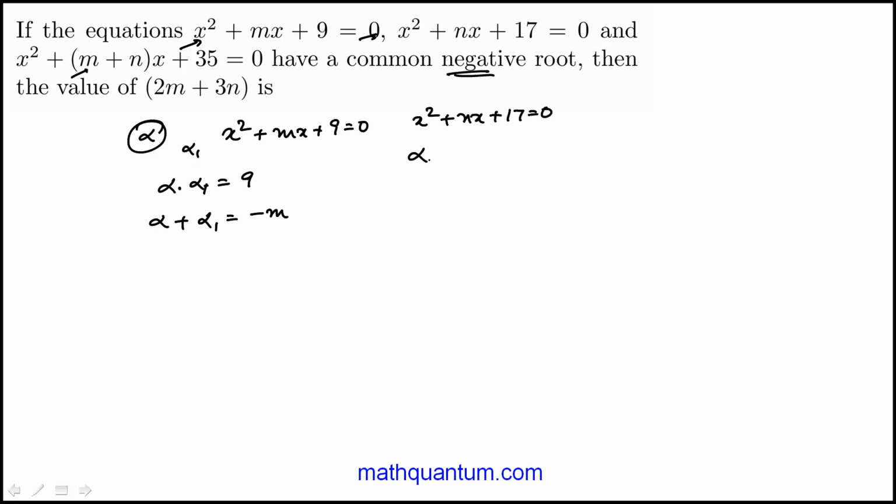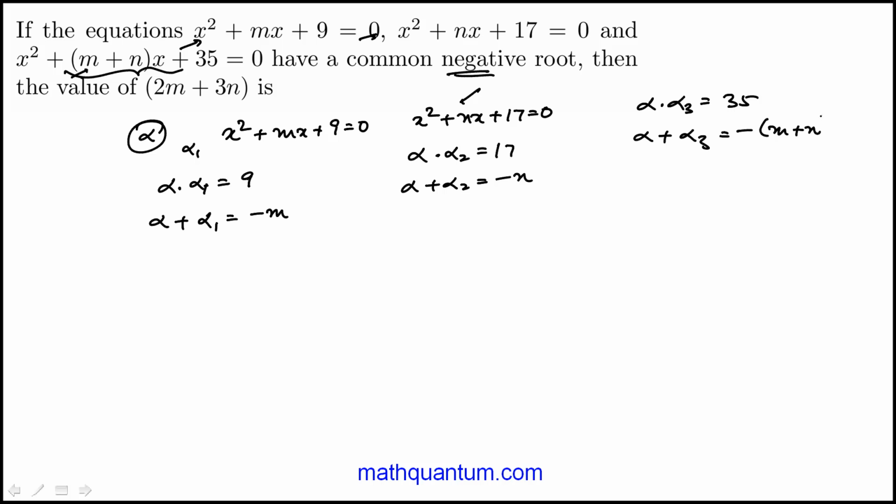I'm going to do the same thing for the remaining two quadratics. The common root is alpha. I'm going to call the other root alpha 2 in the case of the second quadratic equation. The product will be 17, and just applying the same condition, the sum would be minus n. And then finally, I'll call alpha 3 the other root for this third quadratic. The product would be 35, and then alpha plus alpha 3 would be minus of m plus n.